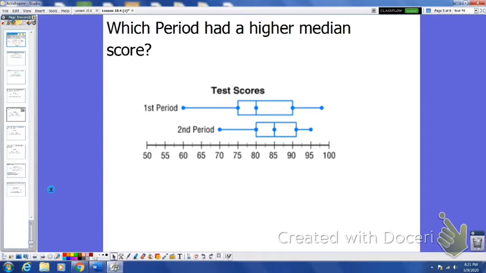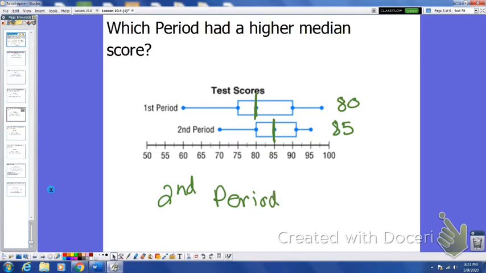Okay, so comparing this one, which period had a higher median score? If we think back to that first grid, we know that the median is the line in the middle of our box. So it looks like second period has a higher median. The first period median looks to be about an 80. Second period median is an 85. Just going to clean up that 0 there so it doesn't look like a 6. So it looks like second period has a higher median.